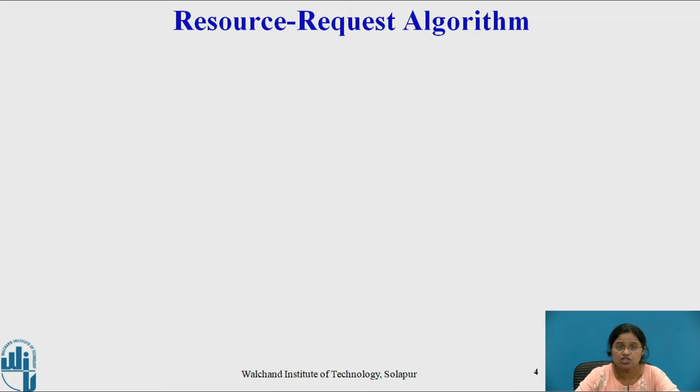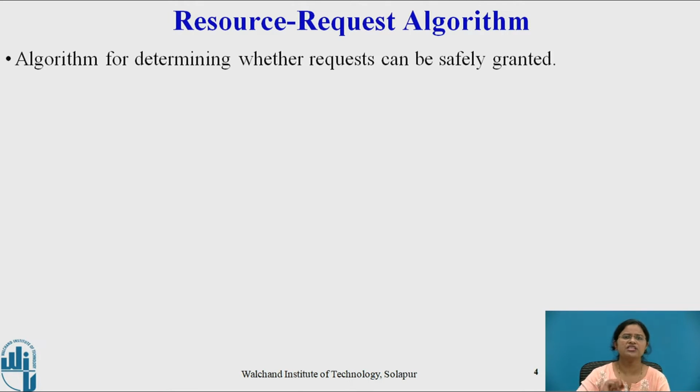The next is the resource request algorithm. For the banker's algorithm to be applied for deadlock avoidance, we require the safety algorithm and the resource request algorithm. So first we have to check whether the system is in a safe state or not. If the system will be in a safe state, then we can go for the resource request algorithm. So before applying it, first check whether the system is in a safe state using the safety algorithm. The resource request algorithm is used to determine whether a request can be safely granted.